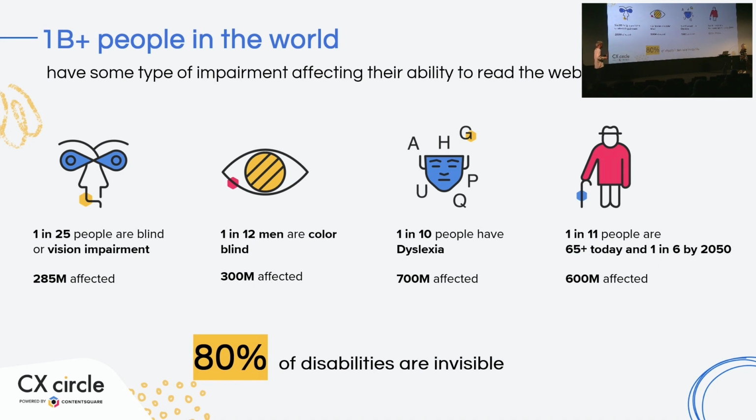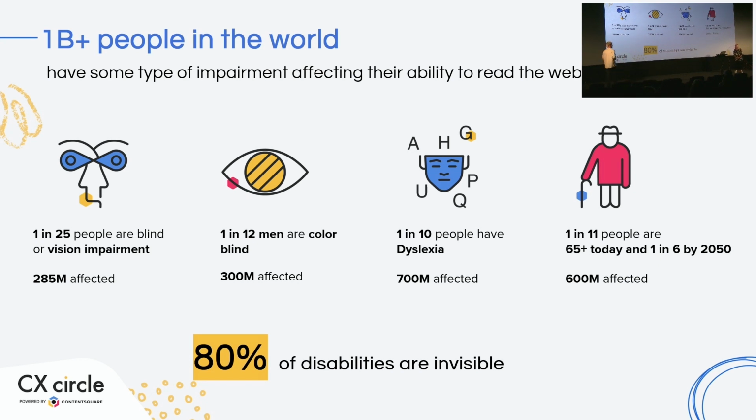1 in 12 men are colorblind compared to around 1 in 200 women. 300 million affected. So the next time you're in the office, have a look around. There may be a male in the office who struggles to see certain colors. We move on to dyslexia. 1 in 10 people have dyslexia. That's 700 million people affected. So that's almost a billion as it is. It affects the way you read, with letters and words jumbled up, and so on. Again, the next time you're in the office, there may be someone in the office who has dyslexia.